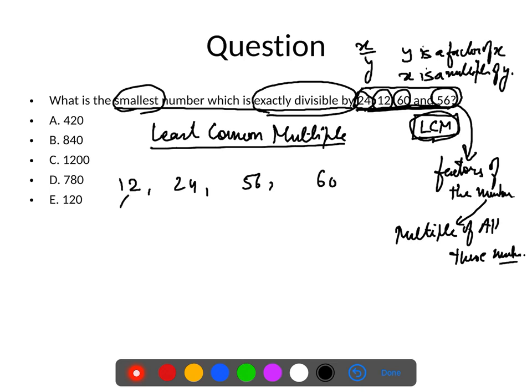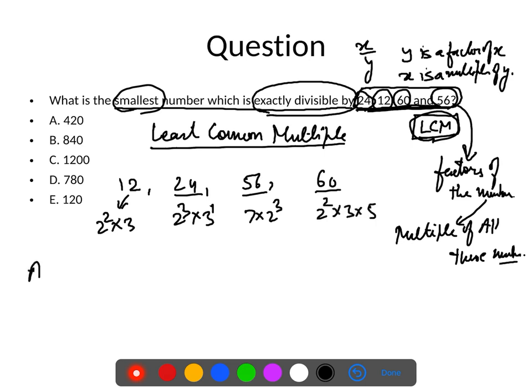Break them into primes. 12 is 4 into 3, so 2 square into 3. 24, 2 cube into 3 raised to power 1. 56, 7 into 8. 8 is 2 cube. 60. 60 is 15 into 4, so 2 square into 3 into 5.